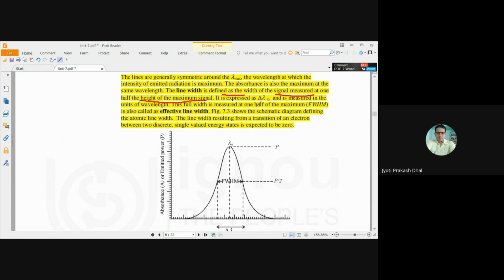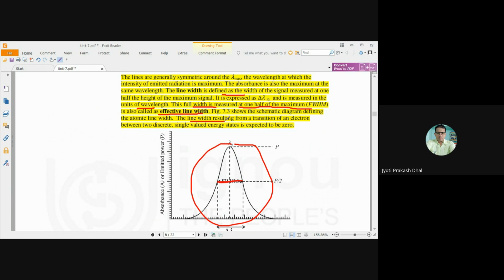It is expressed as del lambda half and is measured in the unit of wavelength. So this one is the del lambda half or FWHM, which can be measured according to the unit of the signal. This full width is measured at one half of the maximum, and that is called the effective line width. So the effective width of the peak will be measured at this position, that is called FWHM.